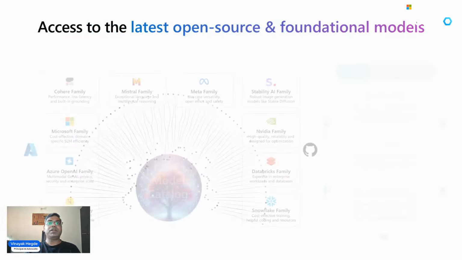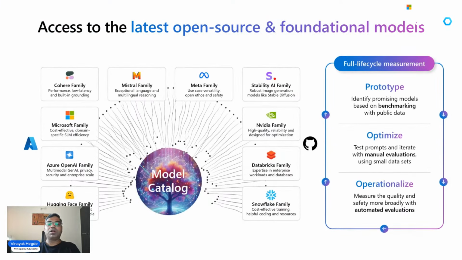So Azure AI Foundry actually gives you access to a lot of models. These are some of the models that are available. There's a Microsoft family of models, the Phi family of models. There is Cohere, Mistral, the Meta Llama series of models, the NVIDIA family, and obviously there are models from Azure OpenAI, and also Hugging Face. There is also an opportunity to use the GitHub models, and we'll see a demo of this.